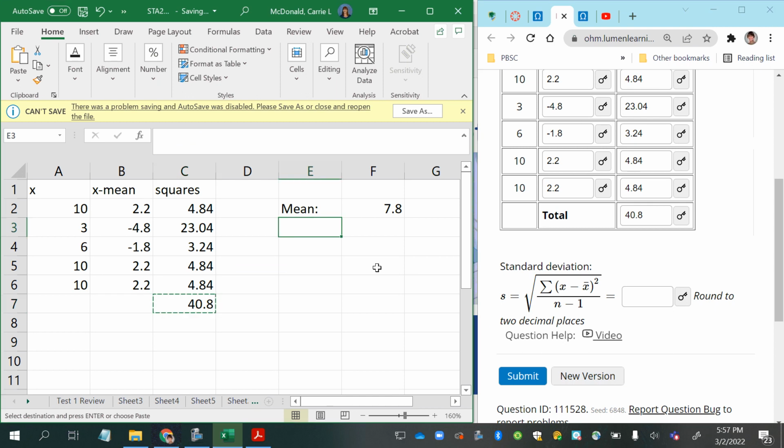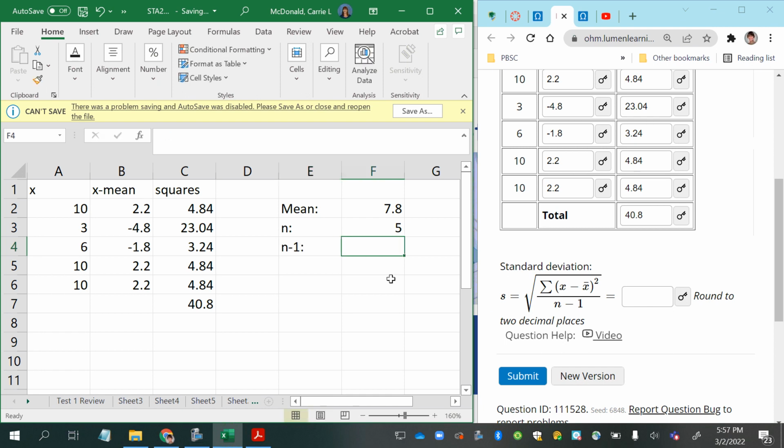So first of all, we're going to need the sample size n. So that is how many sample values you have. So we have 1, 2, 3, 4, 5 sample values. So the sample size n is 5. And that would mean that n minus 1 is 4, right?